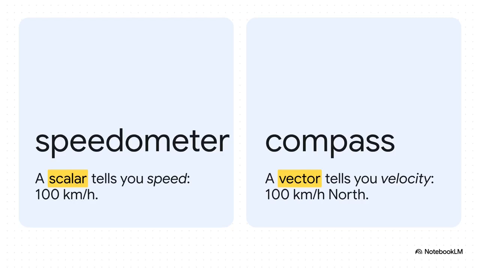Look at your car's speedometer. It shows your speed, 100 kilometers per hour. That's a scalar. Now, imagine your GPS screen. It shows your velocity, 100 kilometers per hour north. That's the vector. It's the critical difference between just moving around and actually moving towards a specific destination.